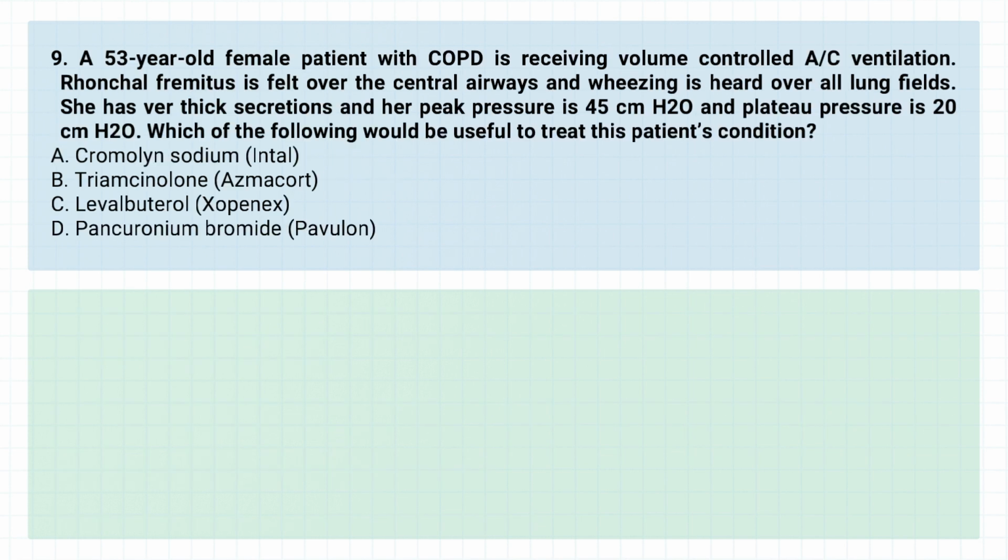Number 9. A 53-year-old female patient with COPD is receiving volume-controlled, assist-control ventilation. Rhonchial fremitus is felt over the central airways, and wheezing is heard over all lung fields. She has very thick secretions, and her peak pressure is 45 centimeters of water pressure, and plateau pressure is 20 centimeters of water pressure. Which of the following would be useful to treat this patient's condition?